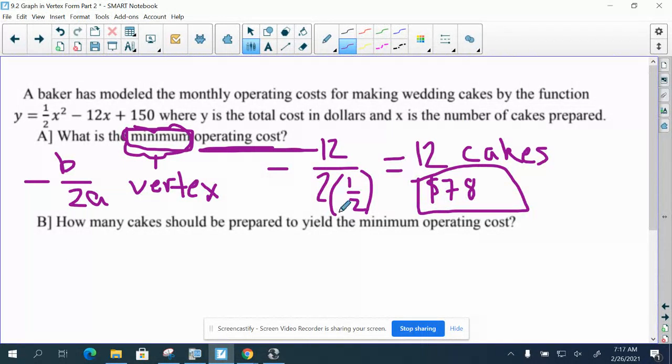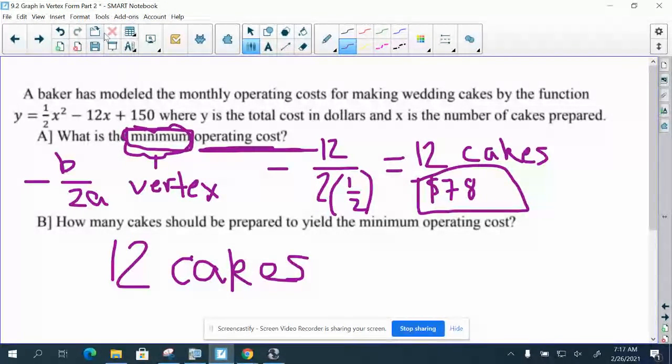How many cakes should be prepared to yield the minimum operating cost? Well, guess what? We already found that answer: 12 cakes. This is also one of those things where if you try to look for the minimum or maximum in your calculator, like in the table, it might take you a while to find. And plus, what if you end up getting a decimal? Then you're not going to be able to find the answer. So what if you got a decimal for negative b over 2a?